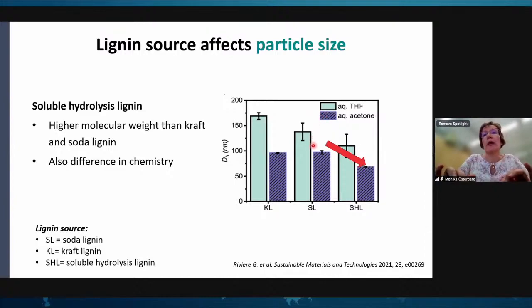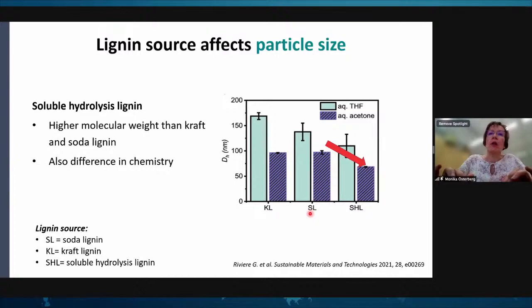And if we, for example, compare the soda lignin and the hydrolysis lignin, we again see a slight decrease in the particle size. And this is partly due to the higher molecular weight here, but it's also most probably due to a difference in chemistry. So the hydrolysis lignin is more condensed, again, probably having more hydrophobic parts. So again, nucleation is faster, and we end up with slightly smaller particles.